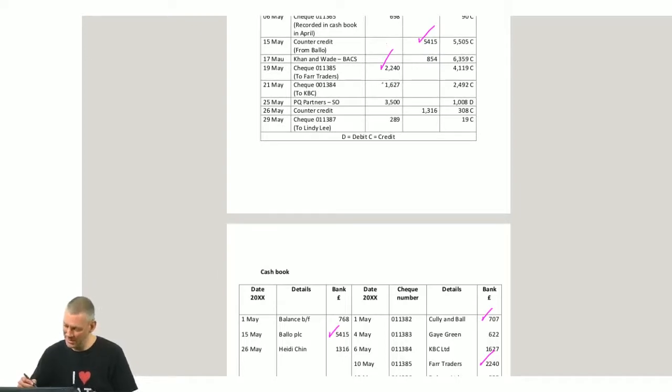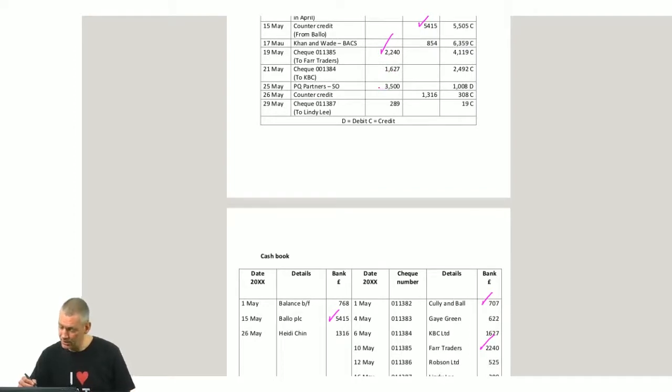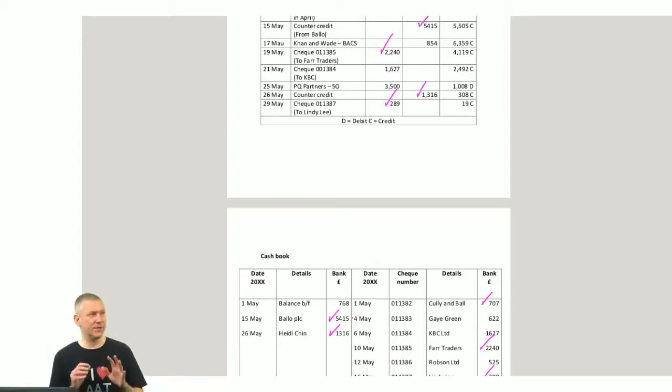So 1627. Oh, isn't there? So that's missing. 3,500 isn't there either. And 289 is there. I'll have to check some of these again because it's really hard on my eyes. Khan and Wade bank hasn't been recorded. Counter credit 1316 has been recorded. Right, I'm going to double check things before I say anything or do anything, but it looks like we've ticked everything that has been recorded.